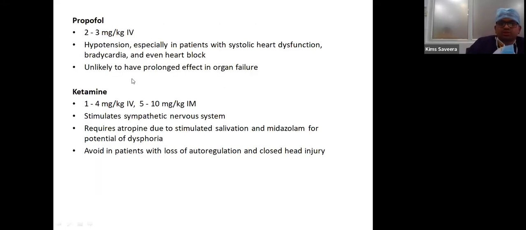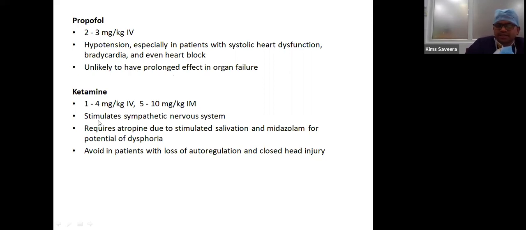And Propofol, 2 to 3 mg per kg dose. It also causes hypotension, especially in systolic heart failure, and even bradycardia, we should be aware. In patients with heart blocks, we should be careful while giving Propofol.